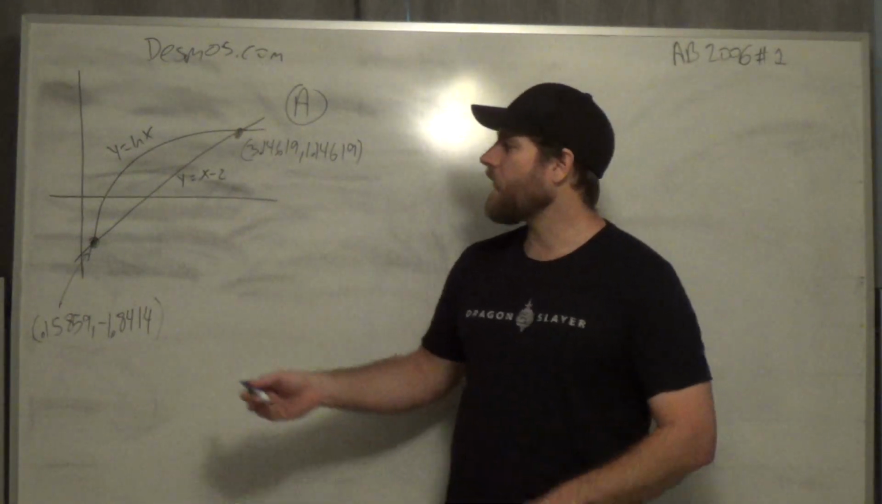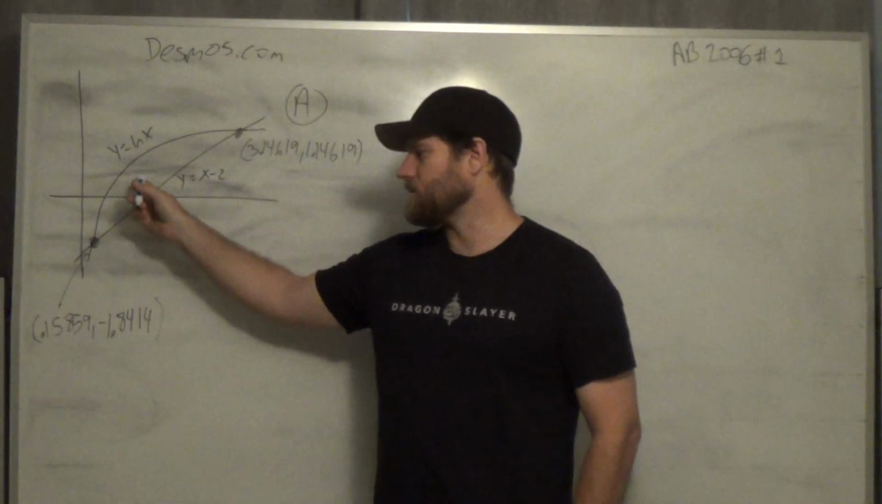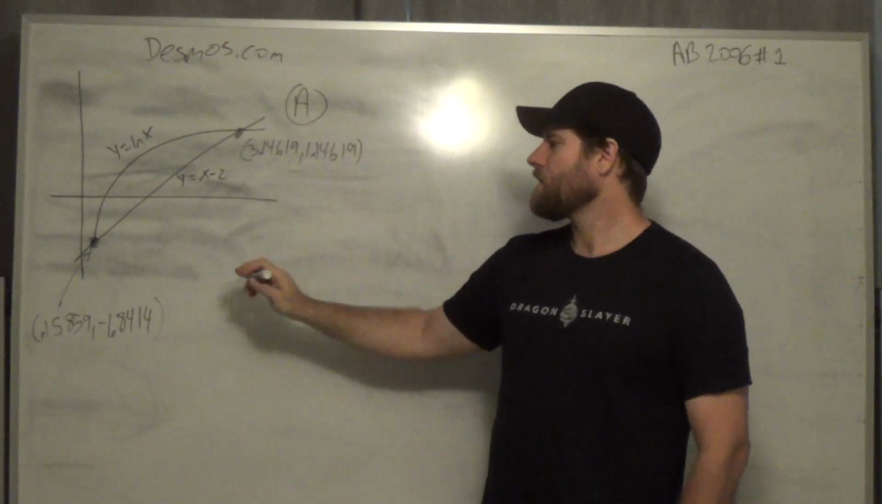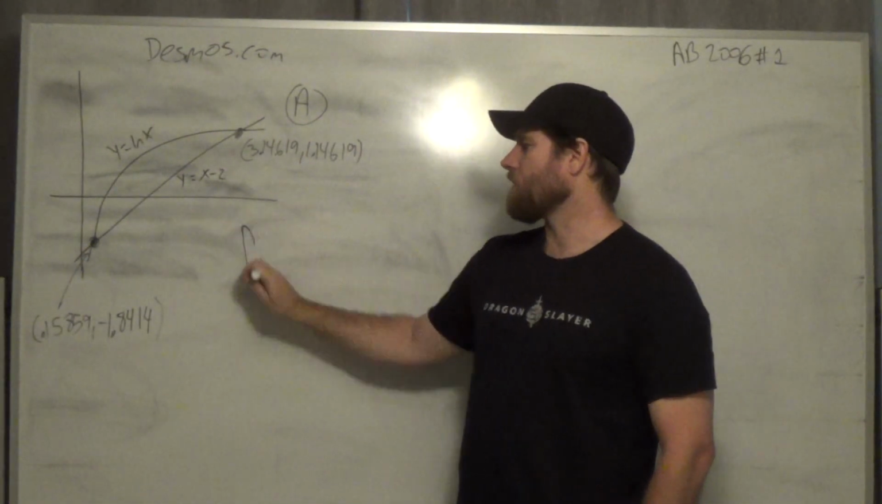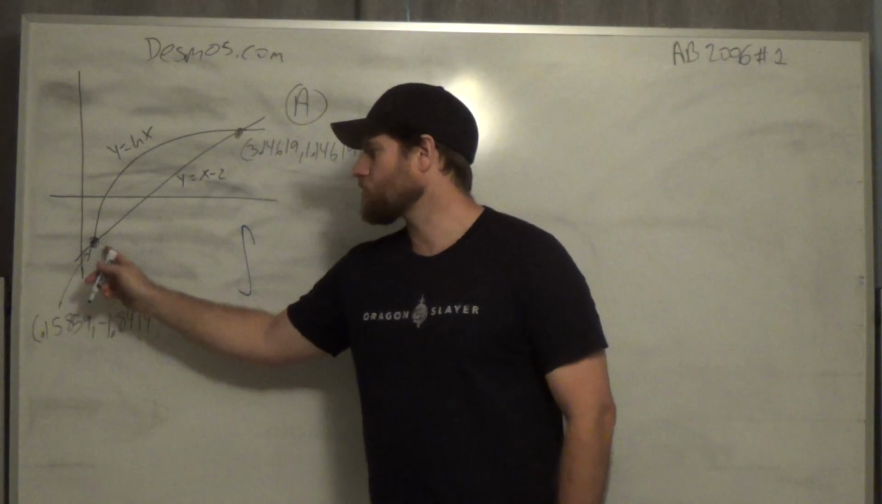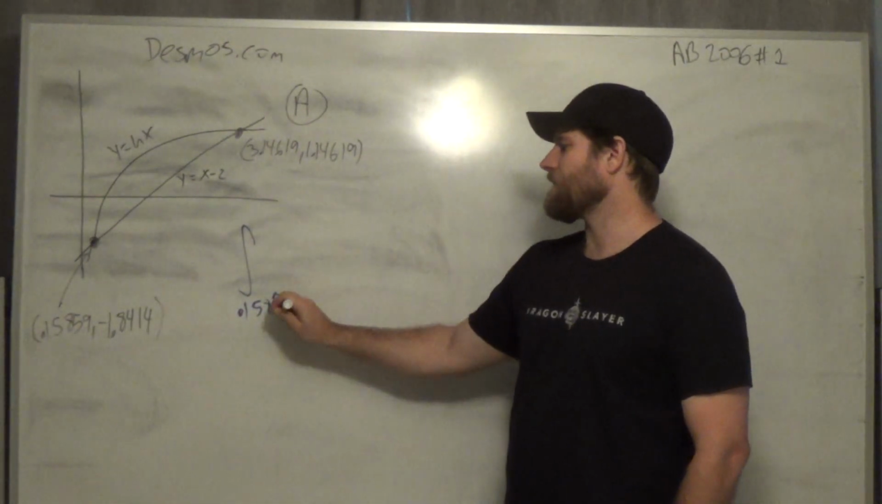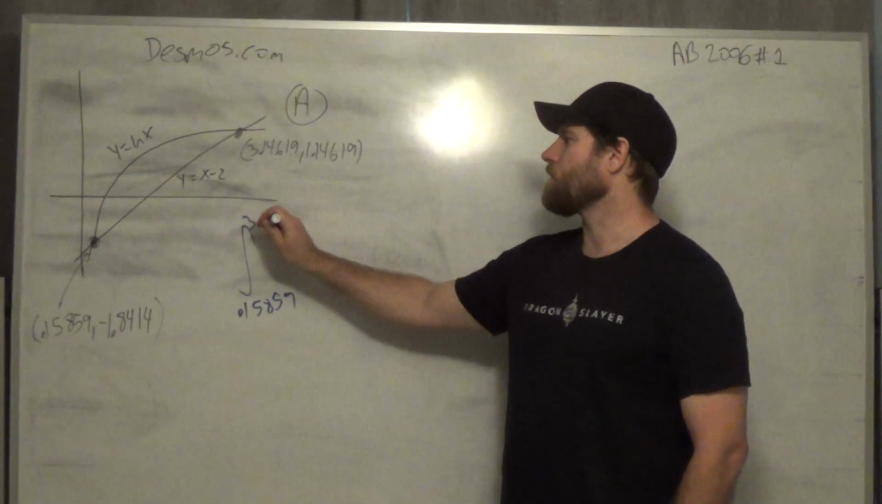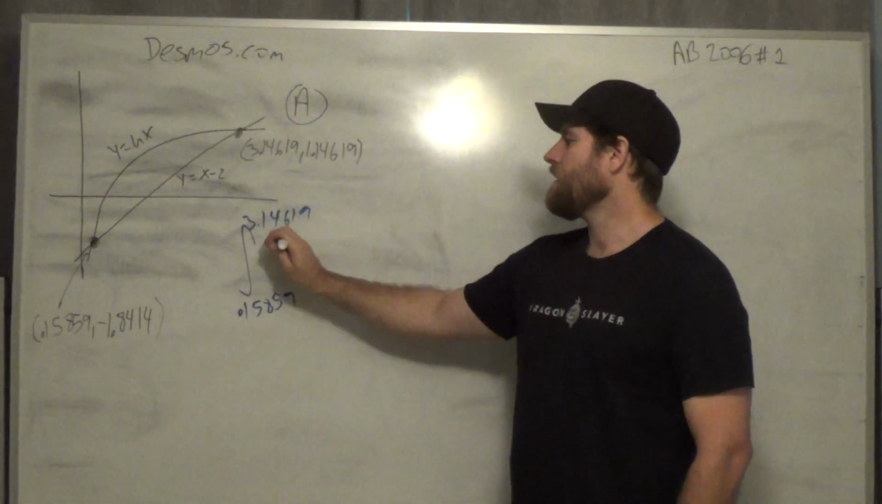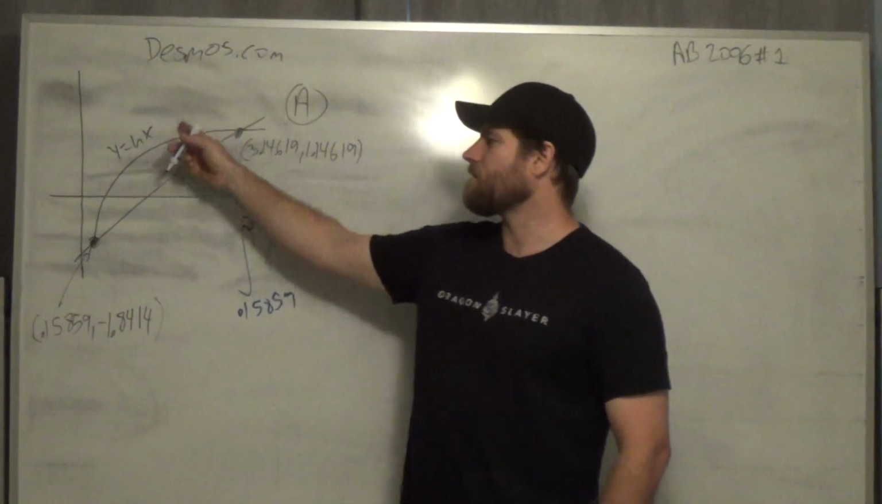All right, part A says find the area of region R. It's the integral from this x-coordinate where they meet to this x-coordinate, so from 0.15859 to 3.14619, and then it's simply top equation minus bottom.